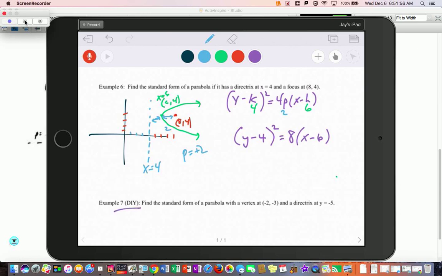All right, so number 7 is a DIY. Draw the picture, put the information in, see if you can come up with the standard form of this equation. Pause the video now.